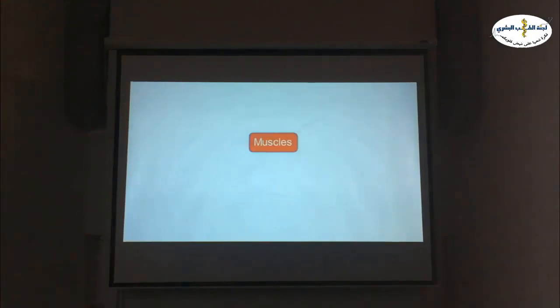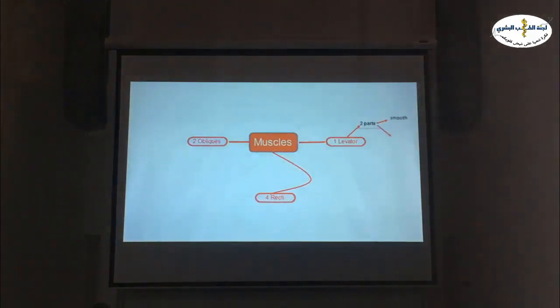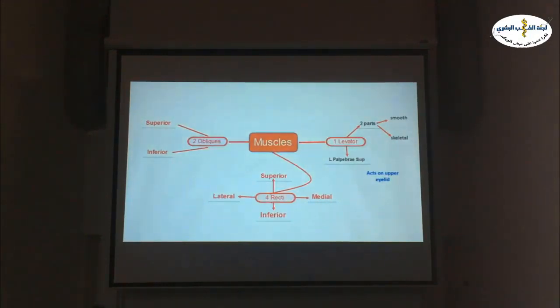Okay, now, a simple review of muscles. One levator, 4 recti, 2 obliques. The levator has 2 parts. One is smooth and the major part is skeletal. This levator is called levator palpebrae superioris. 4 recti: superior, medial, inferior, and lateral. 2 obliques: superior oblique and inferior oblique. The levator palpebrae superioris acts on the upper eyelid, not on the eyeball.